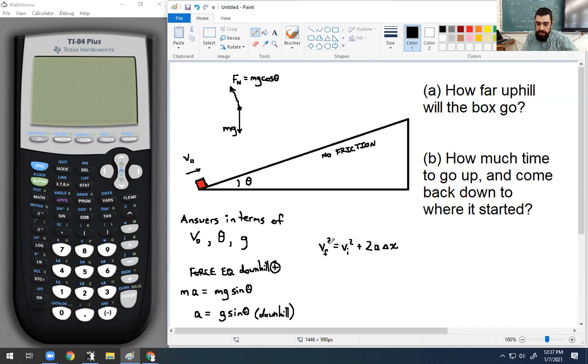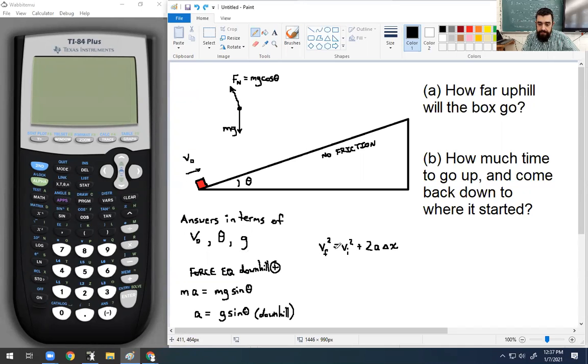Okay, now we can't use letters like Vf in our answer. Can't use letters like A in our answer. We're solving for delta x. So our answer is going to be delta x equals, and then these letters.